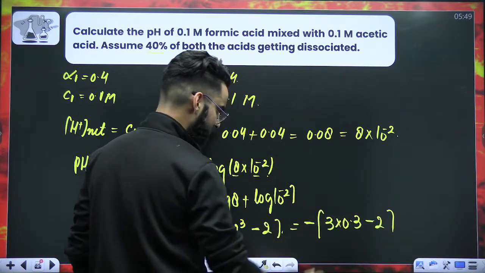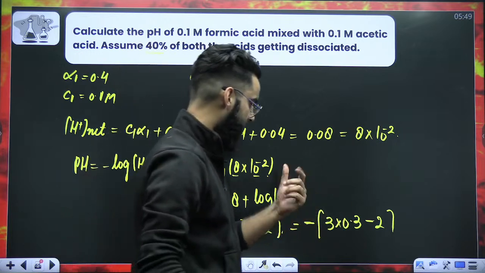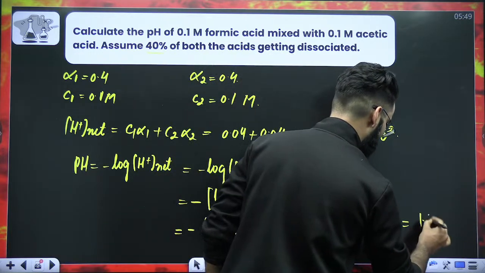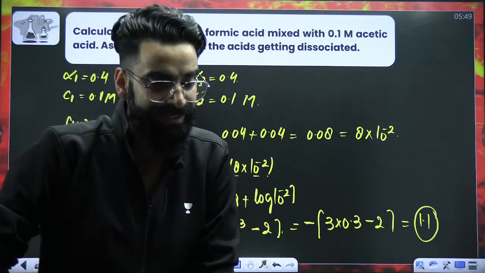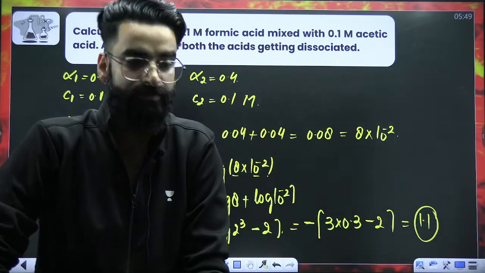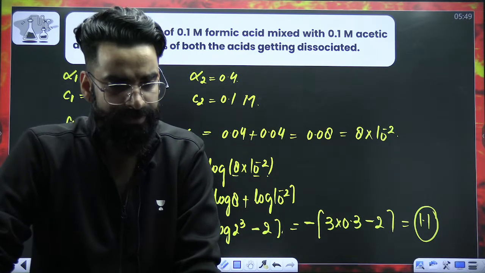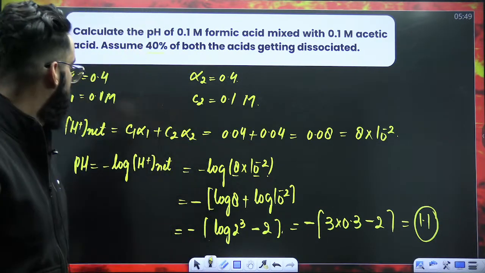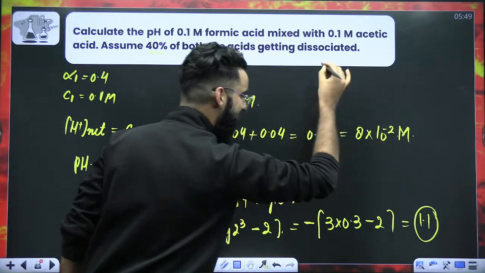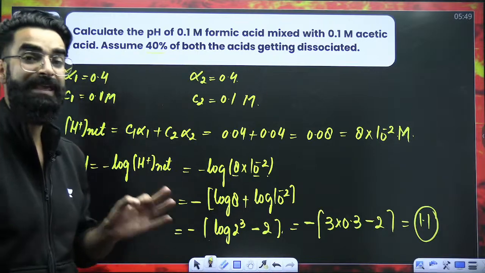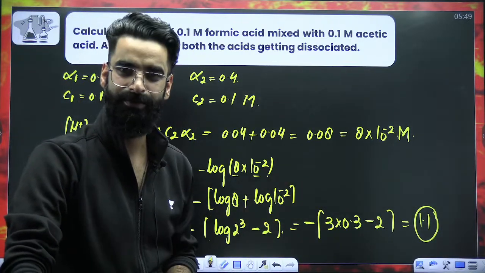So it's going to be 3 into 0.3. How much that will be? 0.9. So 2 minus 0.9 is just going to be 1.1. So 1.1 is basically going to be the pH of the final resulting solution. I hope this is clear to everyone. Right? So net H positive ion concentration you got, you just multiplied that with minus log, and you got the pH of the final resulting solution. I hope you can solve these sort of questions from now onwards.